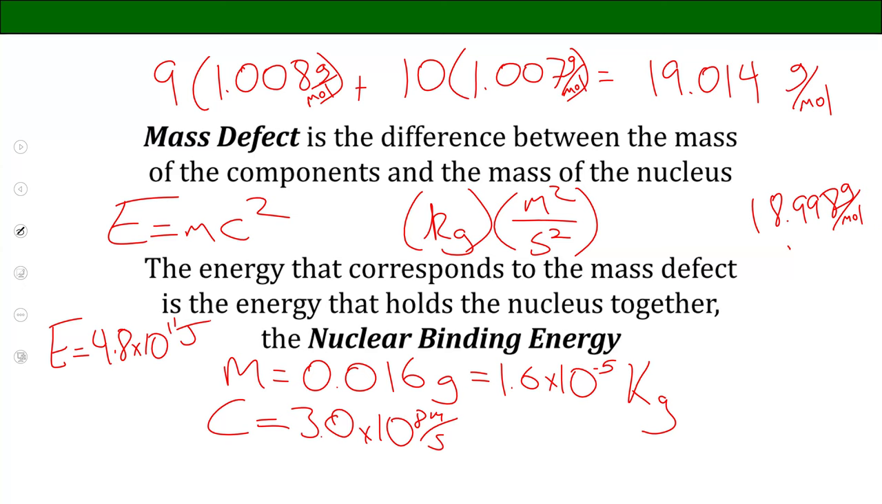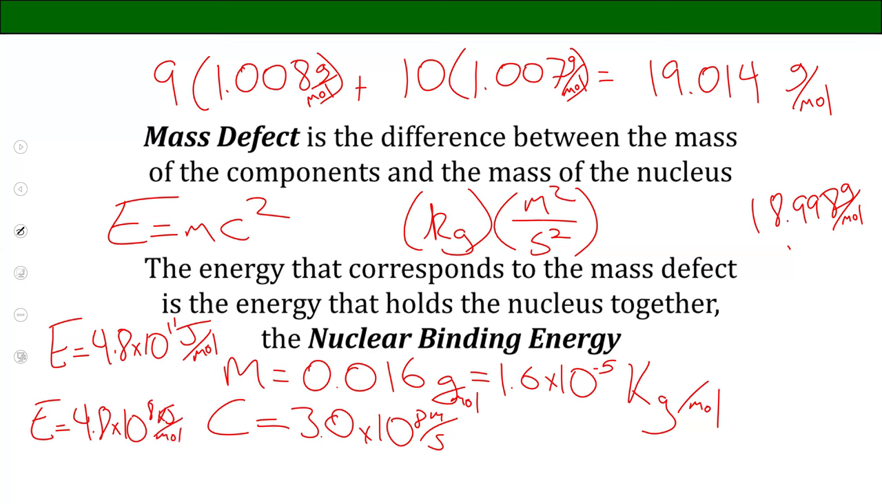Even if we put it in kilojoules. And this was in grams per mole, right? So really this is in kilograms per mole. So we're going to get joules per mole out of this for tracking all of our units. Even in kilojoules, you have 4.8 times 10 to the 8 kilojoules per mole.